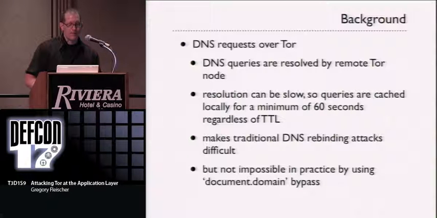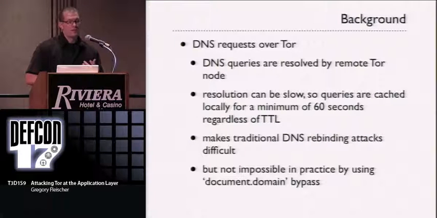Let's talk a little bit about DNS requests. The DNS queries are resolved by your remote Tor node. They're not resolved locally. The idea is if somebody can cause you to make a DNS request, then you will be leaking information about where you're located, perhaps your local ISP, or if you're running a recursive resolver yourself, your own local network. And this makes traditional DNS rebinding attacks difficult because since Tor is slow in resolving these DNS requests, they're cached for a minimum of 60 seconds, regardless of what the remote server's TTL is.